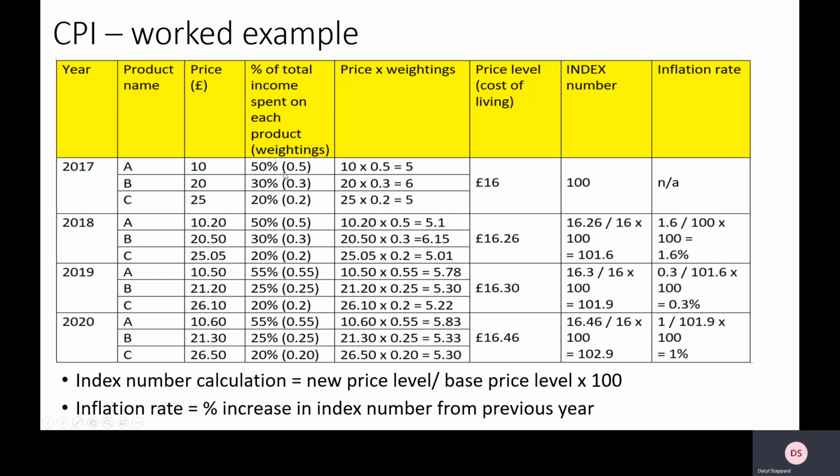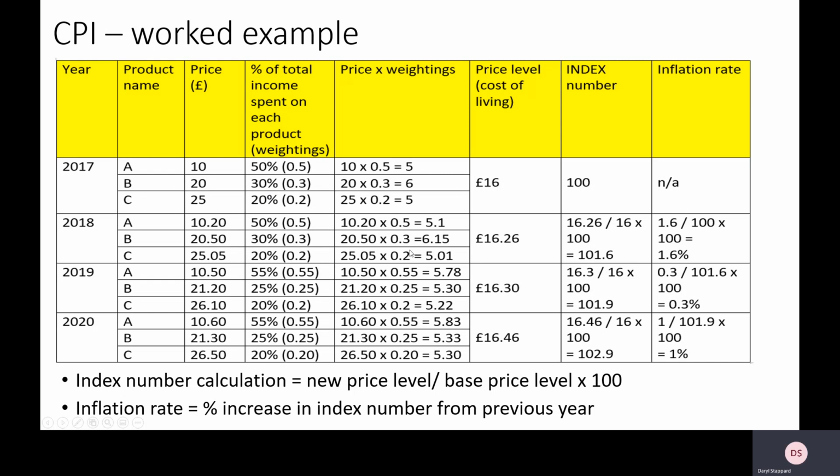What we've then done is calculate the weightings. So for example, product A is £10 and people spend on a monthly basis 50% of their money on product A. Product B, 30% of their money, and then product C, 20% of their money. Now what you can see I've done is I've updated the prices of these products for the next 3 years. And what you can see is that prices are generally moving upwards over time. I've also updated the weightings to reflect the changes in consumer behaviour over time.